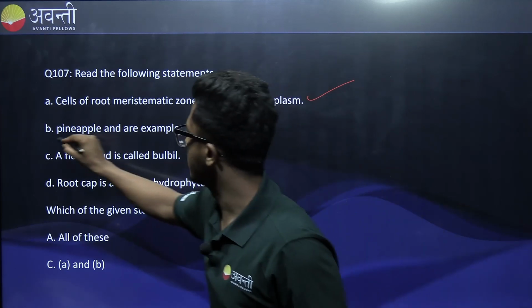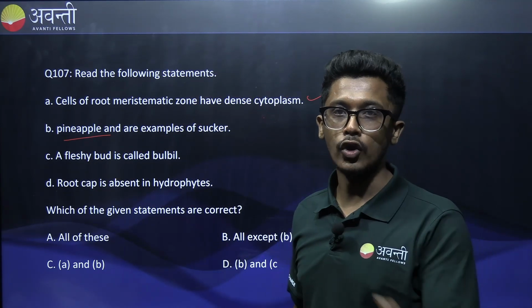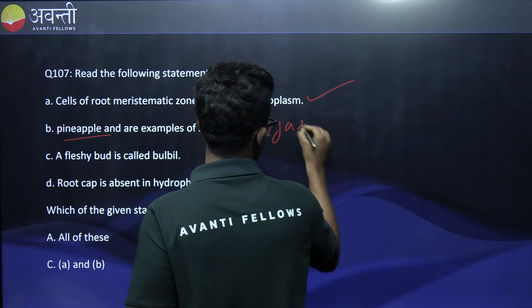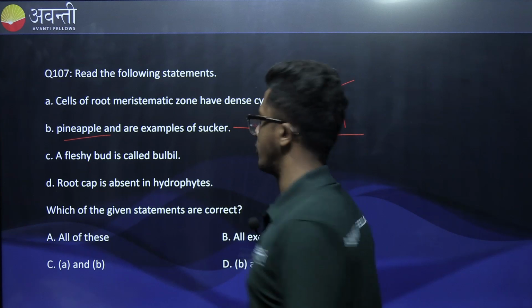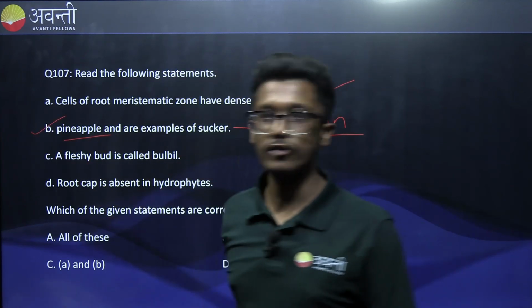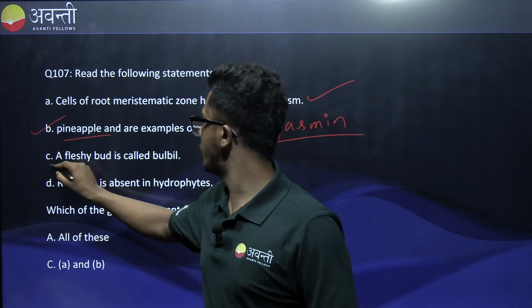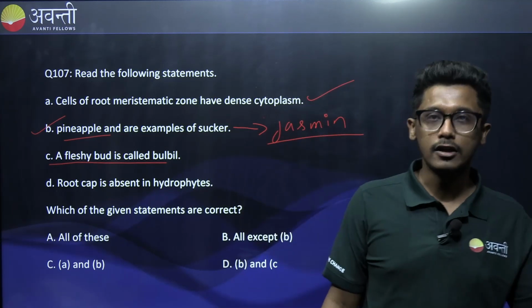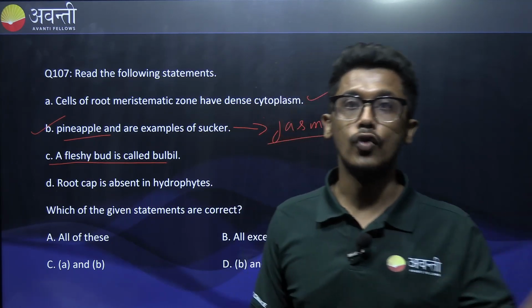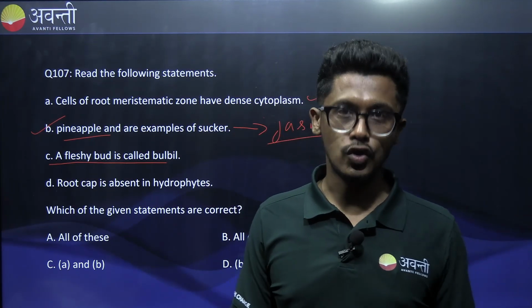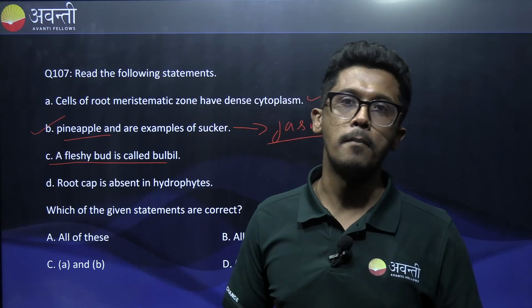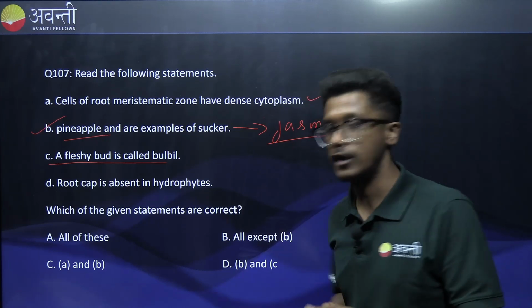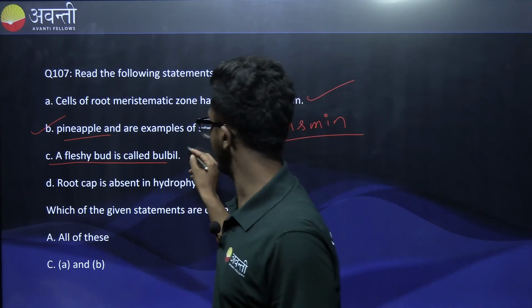Okay, next one, pineapple are the examples of sucker. So you have pineapple and then you have jasmine. Okay, so pineapple and jasmine are the examples of sucker. So even this particular statement is true. Okay, next one is a fleshy bud is called as a bulbil. Yes, what is a fleshy bud? Usually a bud is something that acts as a storage organ. So they store food as well as they perform reproduction, basically vegetative propagation. They participate actively in vegetative propagation. Okay, they are called as bulbils. So this is also true.